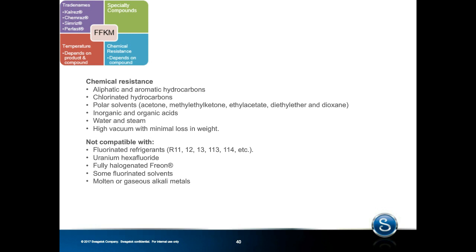So for FFKM, you can see that the list of chemicals that it is not compatible with is fairly short, and hopefully now you have an understanding of why that is based on the chemical structure of FFKM. For the most part, the only things not compatible with FFKM are other fluorinated media.